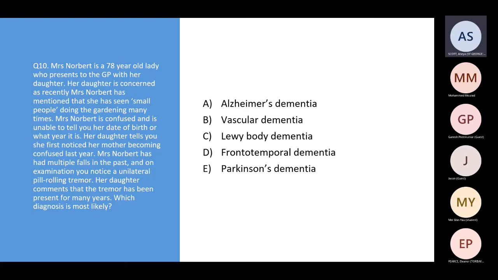Lewy body, frontotemporal, or Parkinson's. I'll give you like 5 more seconds.